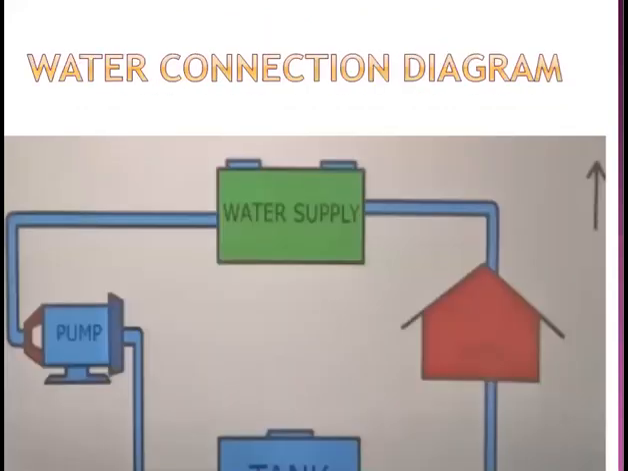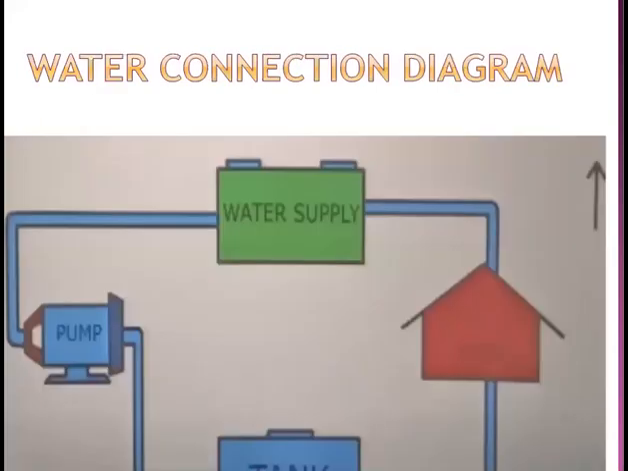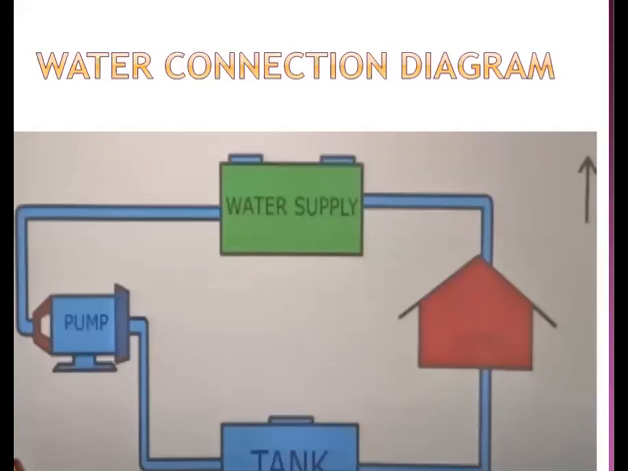Now, this is a diagram of a water tank supply system. Over here, at the water supply station, we have a pump, we have a tank, and a home. This forms a complete circuit for the water supply. The water comes from the tank and reaches the pump. The pump then forwards the water to the tank at our home.